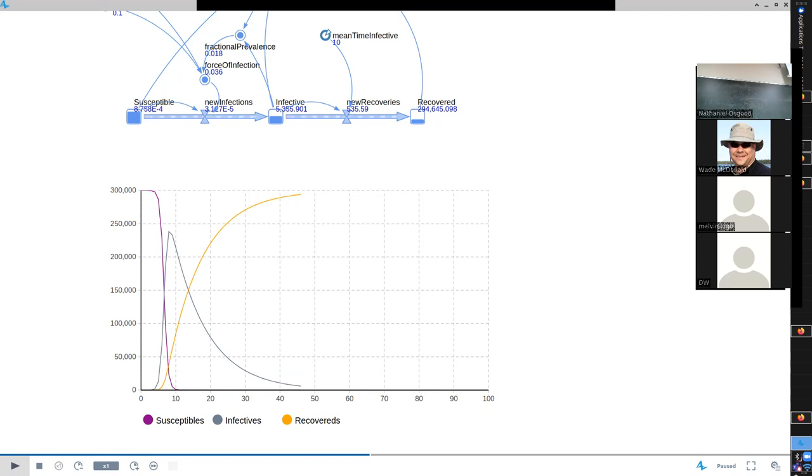Because people are still getting infected. But if people are getting infected, why isn't I rising? Because they're recovering just as fast as they are getting infected, right? That's why I is not rising. Susceptible is still dropping and recovered is rising, right?